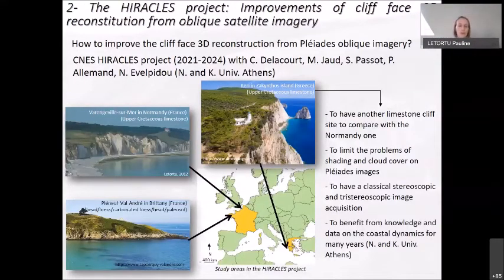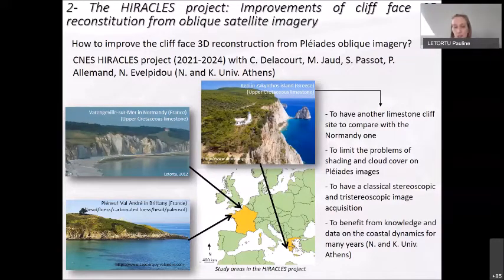So how to improve the cliff face 3D reconstruction from Pleiades oblique imagery is the main question of the current research project called IRAP-CLES that I coordinate. The aim is to make the best use of Pleiades imagery in terms of retreat rate and erosion modalities by developing relevant, intelligible, and transposable methods to monitor and understand cliff erosion.